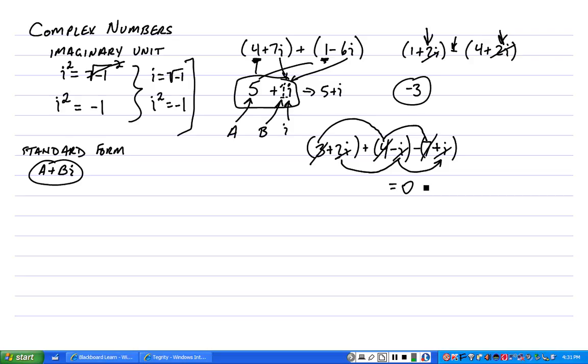Again, just treat it like you did when adding and subtracting polynomials. Just grouping together like terms from each set of parentheses. That's all we're doing. Okay, so that's considered addition and subtraction of complex numbers, what we just did. Okay, now let's erase that.